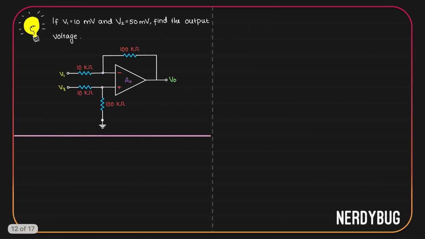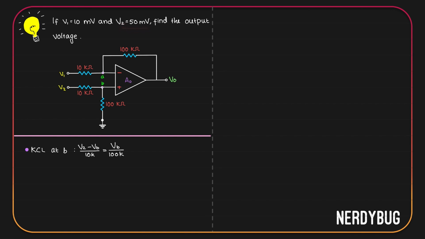Let us solve another problem. We have another circuit. V1 is 10 millivolt. V2 is 50 millivolt. We have to find the output. Let us start by calling this point A and this point B. We'll apply Kirchhoff's current law at point B. Current flowing through the 10 kilo ohm will entirely flow through the 100 kilo ohm. Current through the 10 kilo ohm will be V2 minus VB divided by 10 kilo ohm, and current through 100 kilo ohm will be VB minus 0 divided by 100 kilo ohm. The two currents should be equal.